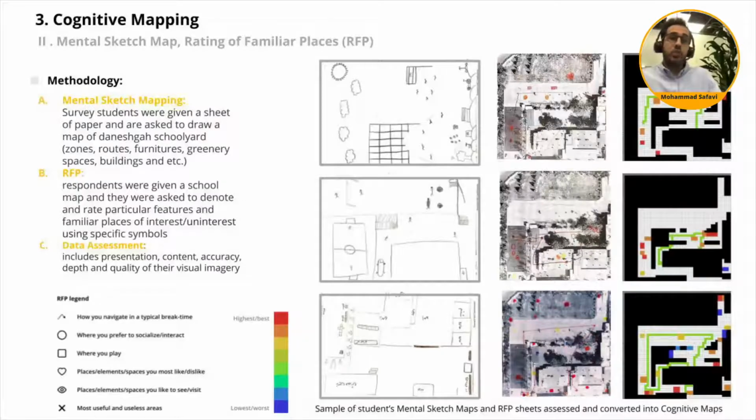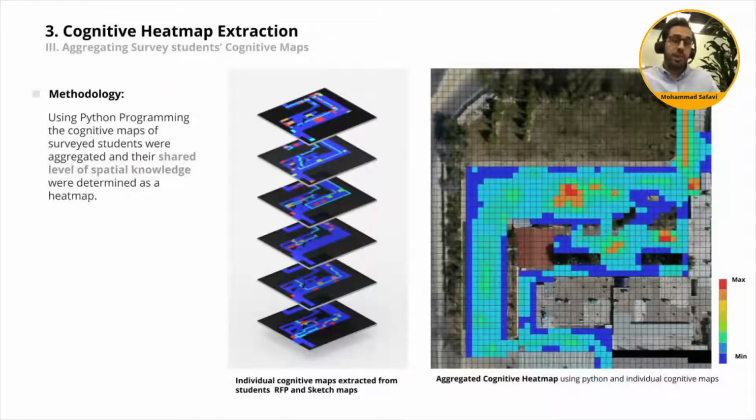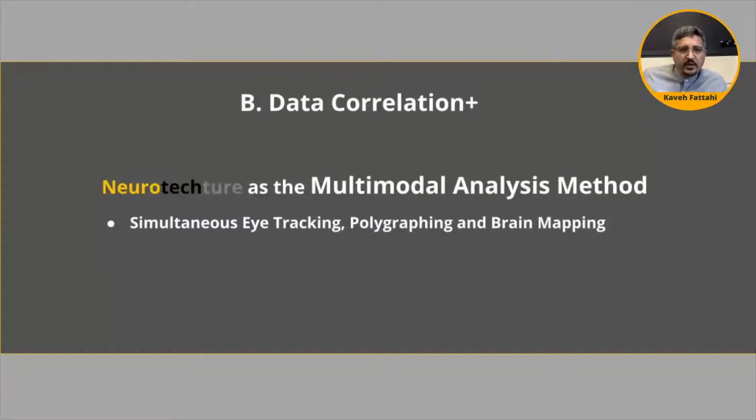And then in order to come up with a shared level of spatial knowledge from the survey students, we aggregated the 12 different individual maps into one single heat map, as you can see on the right side of the screen. We came up with the idea of what if we use neurotexture as a multimodal, multidisciplinary method by using simultaneous eye tracking, polygraphing, and brain mapping. It's a data correlation plus to previous layers of data.